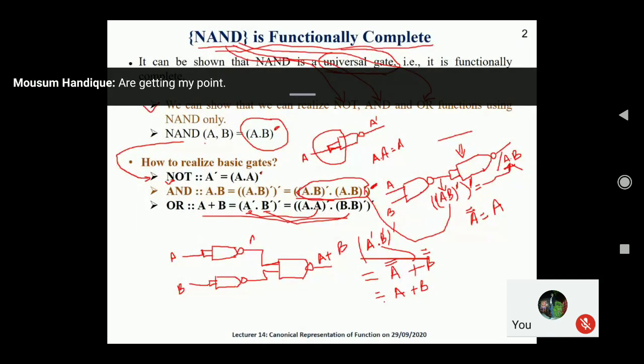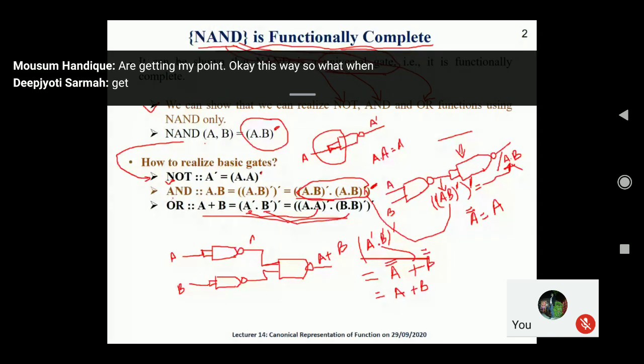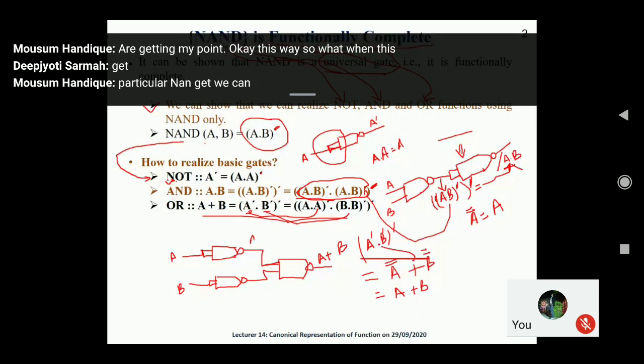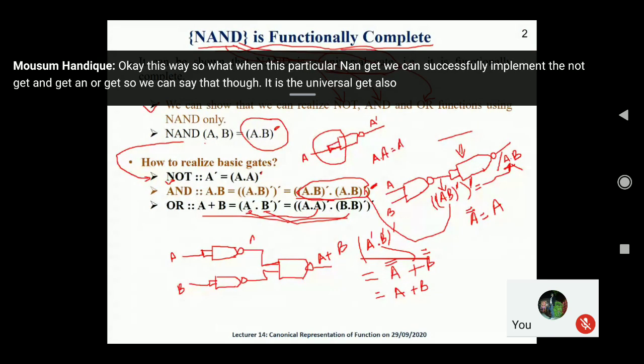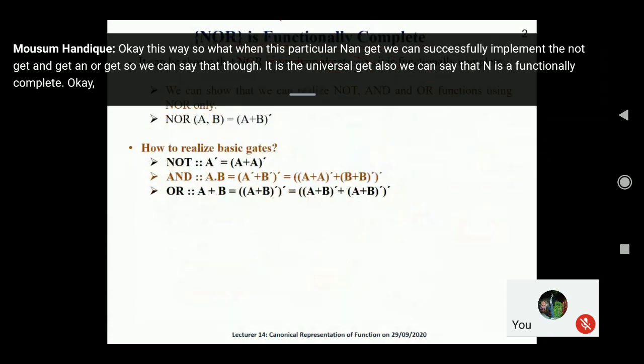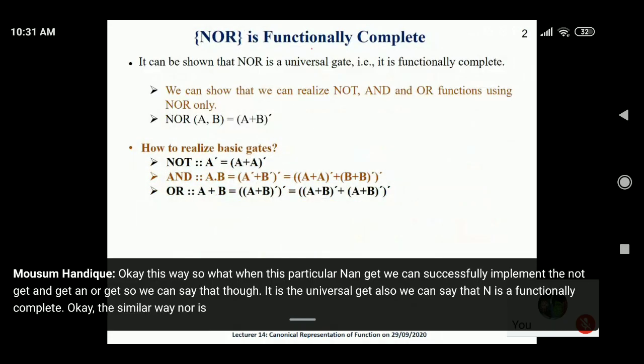Okay, this way. So what happened? With this particular NAND gate, we can successfully implement the NOT gate, AND gate, and OR gate. So we can say that though it is the universal gate, also we can say that NAND is functionally complete. Okay. In a similar way, NOR is also functionally complete.